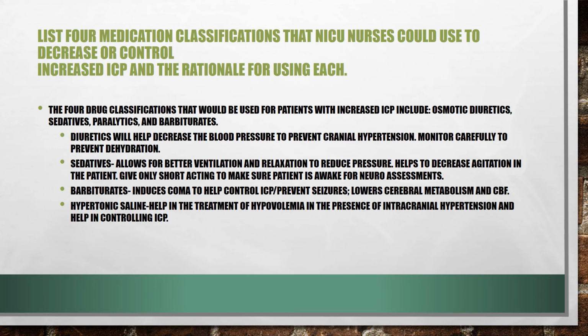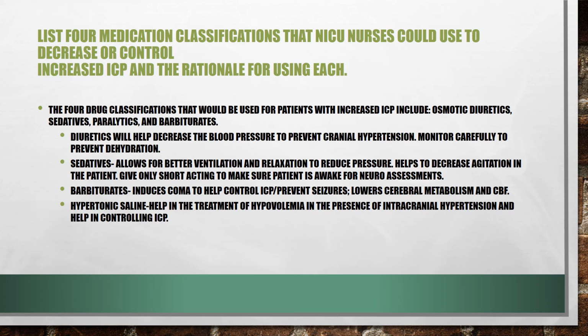List 4 medication classifications that the NICU nurse could use to decrease or control increased intracranial pressure and the rationale for each. The 4 drug classifications that could be used for patients like JR are osmotic diuretics, sedatives, paralytics, and then barbiturates. The diuretic will help to decrease the pressure to prevent cranial hypertension, but make sure that you monitor it so that the patient does not become dehydrated.